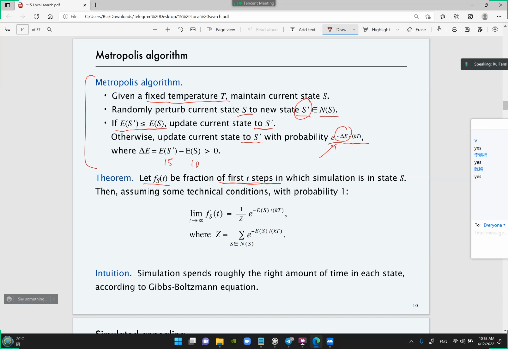Then f of s is 1/10. Okay, right. And what they showed is that if you run this Metropolis algorithm, then the probability you're in a certain state, or the fraction of time that you're in some state S, is exactly proportional to this Gibbs distribution, the Gibbs-Boltzmann distribution that we wanted.